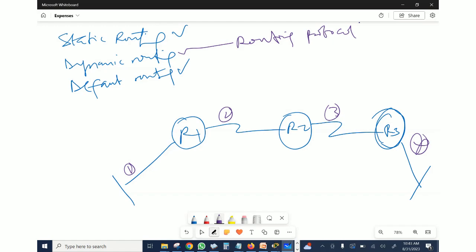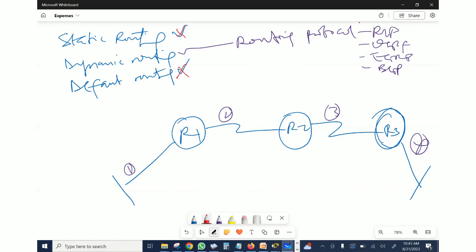Some of the routing protocols we have are RIP, OSPF, EIGRP, and BGP. Like I said, this is beyond the scope of this training, so don't bother yourself much about it. In the future, as you advance in your networking career, you will know more about it. But for static routing and default routing, I will be giving you real-life examples and applications.